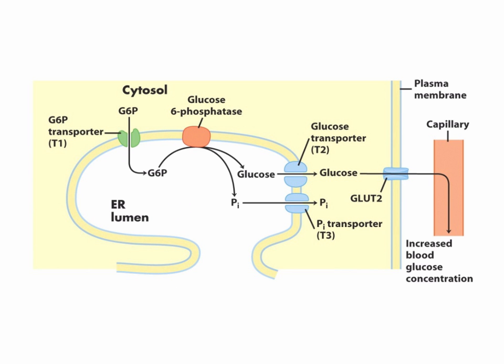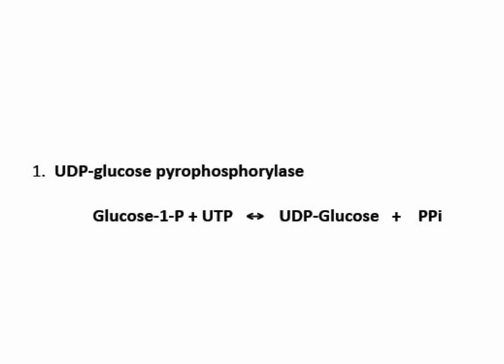And recall that glucose 6-phosphatase is found in the endoplasmic reticulum of the cell. This removes it from glycolysis. If the enzyme were present in the cytosol, it would prevent any glucose 6-phosphate from entering glycolysis. Okay, so now let's examine the pathway for glycogen synthesis.